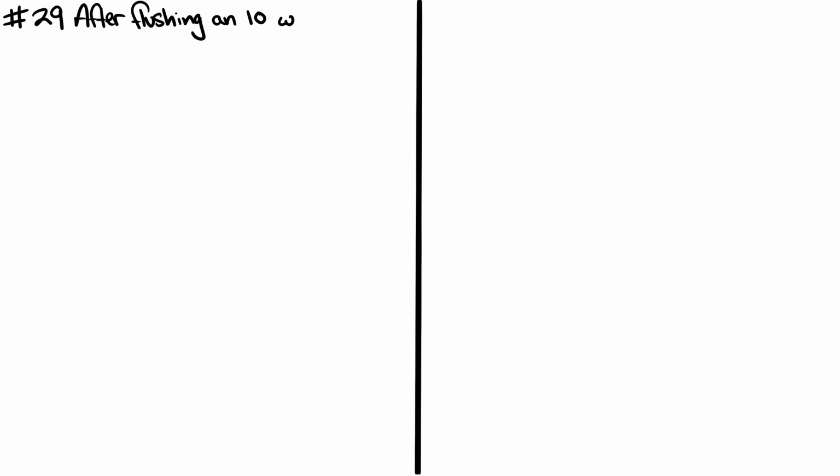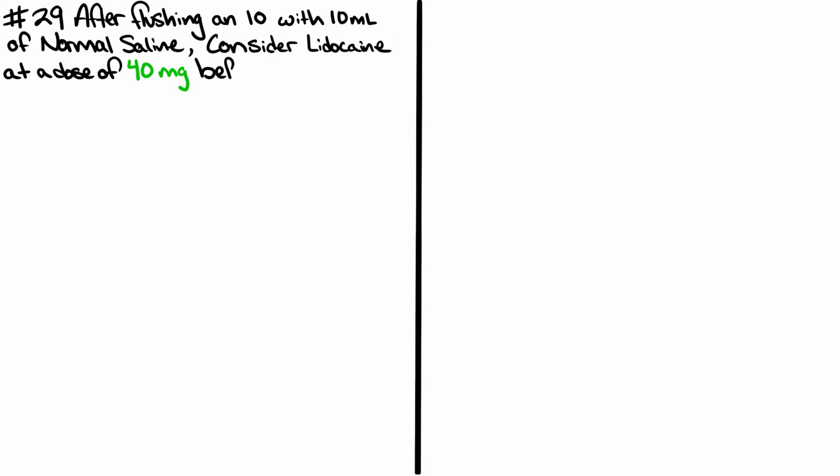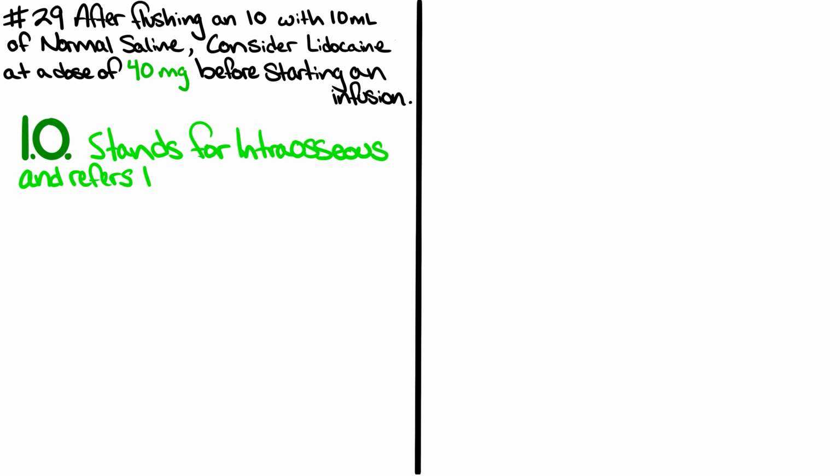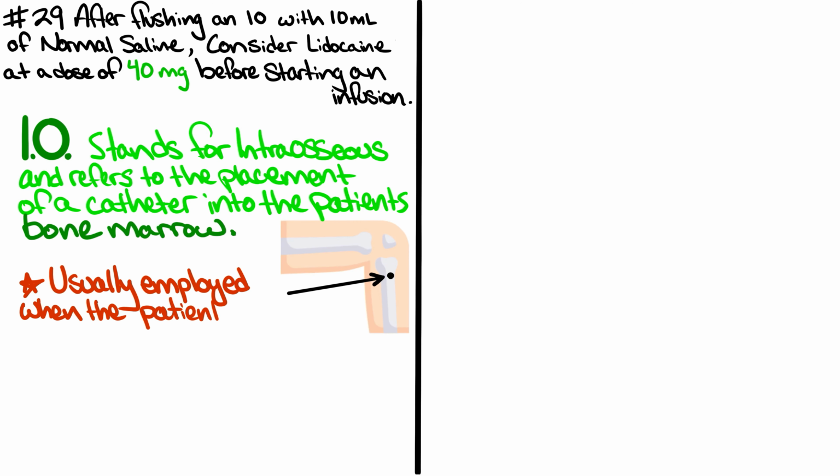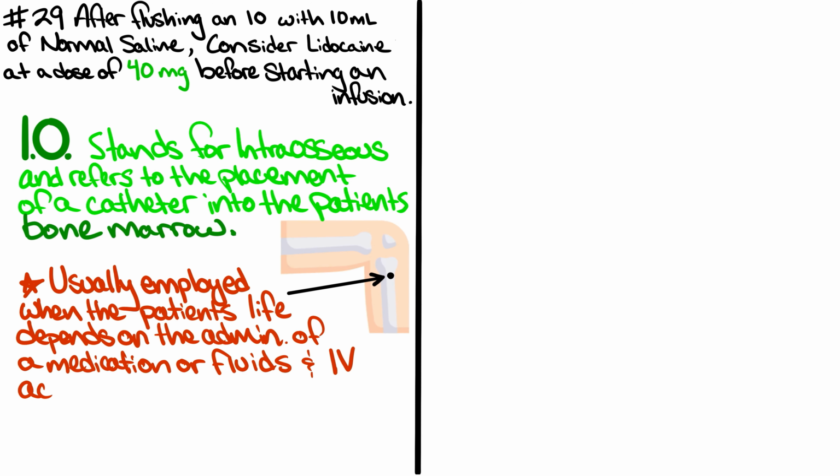Question 29. After flushing an IO with 10 milliliters of normal saline, consider lidocaine at a dose of 40 milligrams before starting an infusion. So IO stands for intraosseous and refers to the placement of a catheter into the patient's bone marrow. It's usually employed when the patient's life depends on the administration of a medication or fluids and IV access could not be obtained.